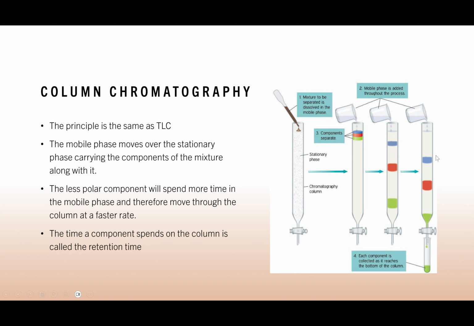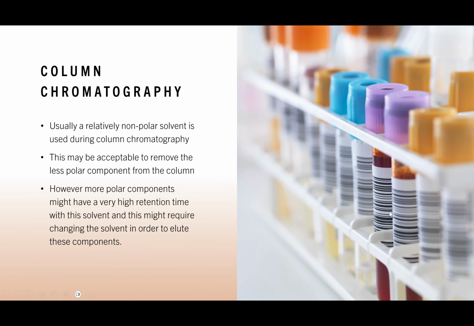So the blue one would have the longest retention time, the green one would have the least retention time. For column chromatography, no, right? Usually a relatively non-polar solvent is used during the column chromatography. This may be acceptable to remove the less polar component from the column. However, more polar components might have very high retention times with the solvent, and this might require changing the solvent in order to elute these components. So sometimes it will be very, very high with a specific solvent, so we need to change in order to actually move it out. Right?